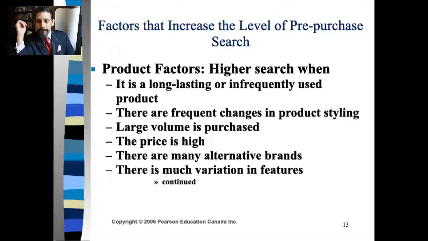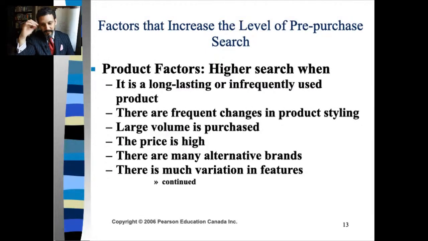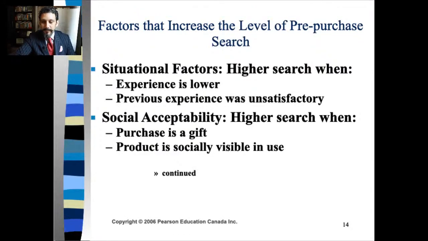There's much variation in the features of the products that they're selling. So if you have products where there's a lot of variation, then your search will be much higher. Search is higher when the experience is lower, so you don't have much experience in purchasing that particular product or service.